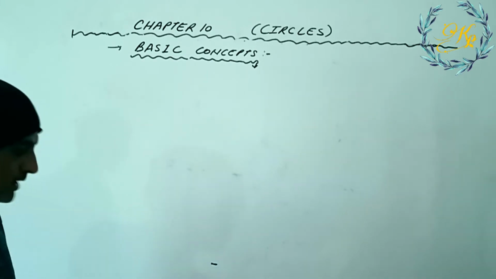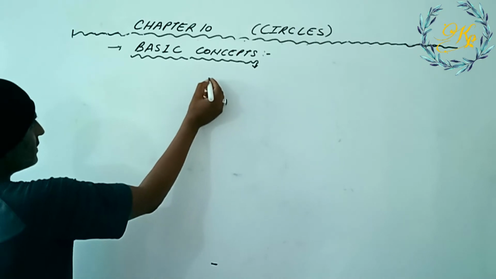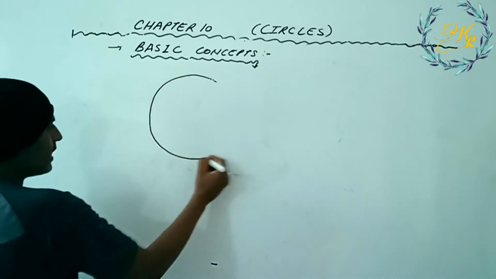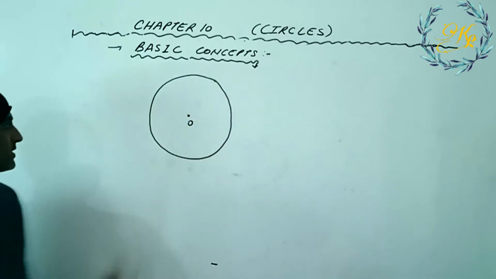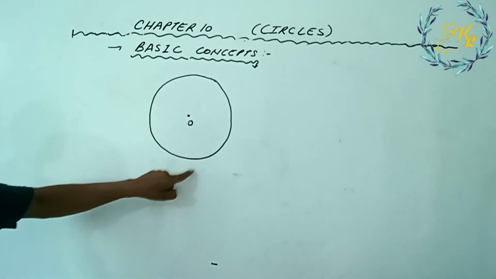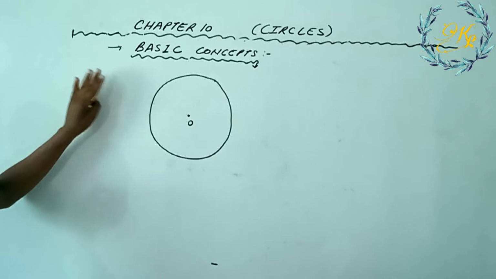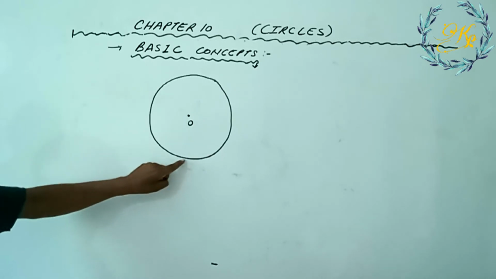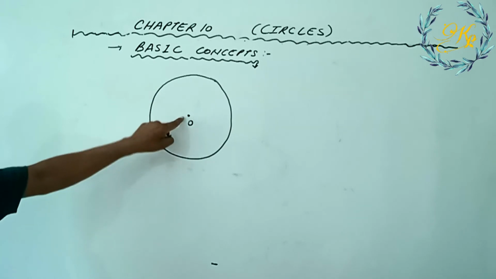So the very first thing is, let's talk about a circle. We draw a circle. What is a circle? I want to dictate the definition of a circle and then you will write it. So what is the definition of a circle? A circle is a collection of all the points in a plane. Here we can consider the blackboard is a plane. These points are at a constant distance from a fixed point, that is the center.